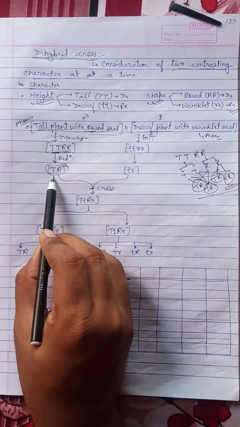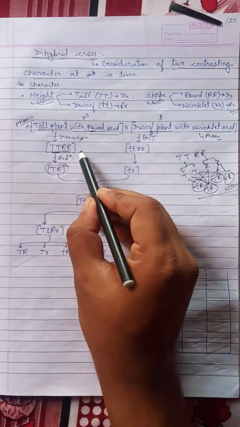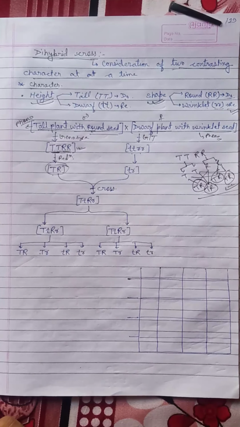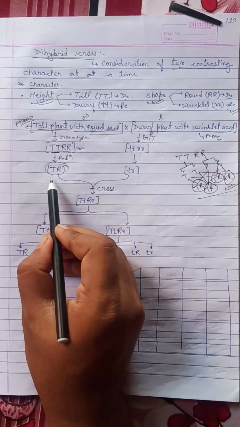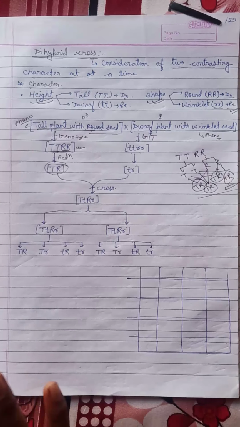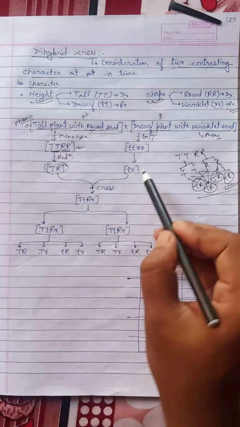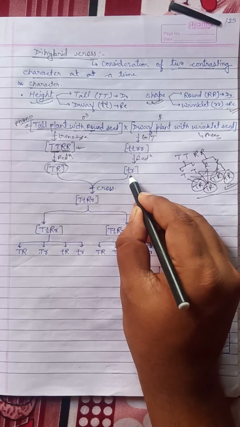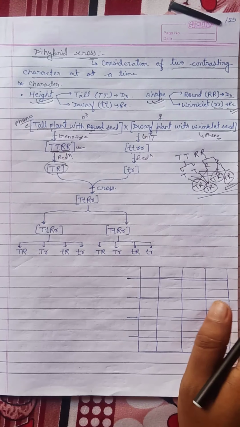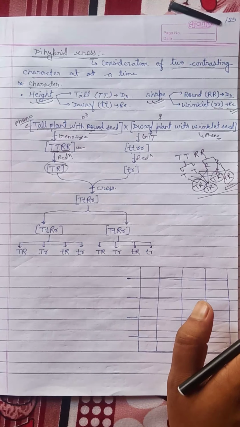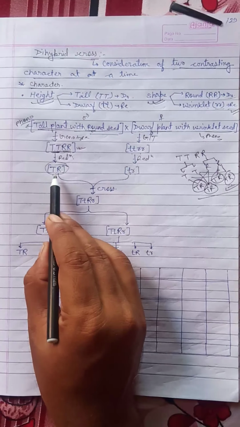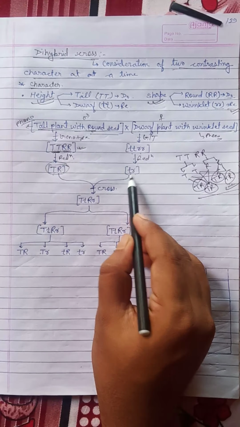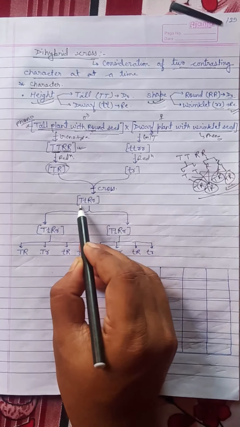Is it clear? The number of gametes will be 4 for this type of genotypic condition. But we are taking it as a single. Is it clear? Similarly, the reduction here will be small t and small r, just like this. Is it clear now? Now, the crossing between capital T capital R and small t small r will form a product.